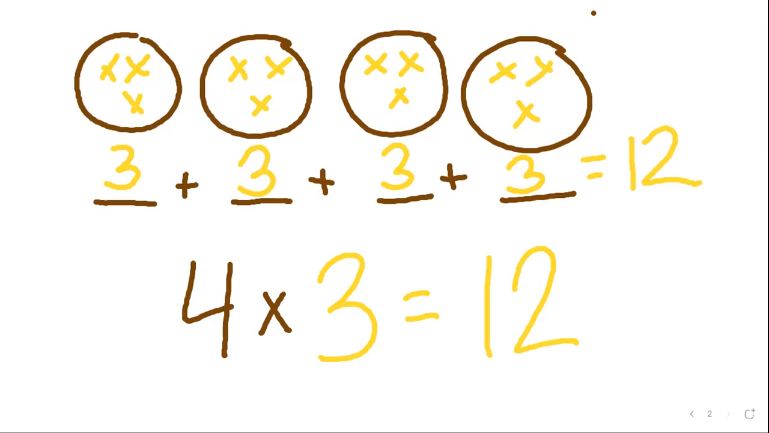So what you see here is 2 different ways that I can write an equation based on this picture. I can write it as repeated addition, as 3 plus 3 plus 3 plus 3 equals 12. Or I can write it as a multiplication equation of 4 times 3 equals 12, where the factors are 4 and 3 and my product is 12, okay? Remember, when we're multiplying, I need to have the same number in each group, okay? Let's look at another example together.